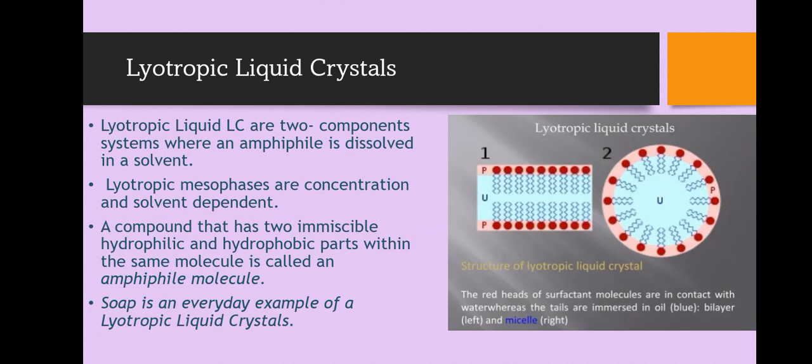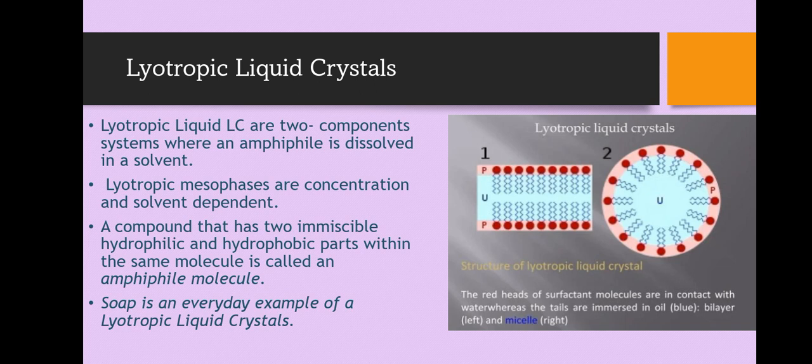Next are the lyotropic liquid crystals. Lyotropic liquid crystals are two component systems in which an amphiphile is dissolved in a solvent. Amphiphile means a compound which has two immiscible parts, hydrophilic and hydrophobic, within the same molecule. Hydrophilic means water loving, while hydrophobic means water hating. That molecule is known as an amphiphile molecule, and when it is dissolved in a solvent, the two component system occurs, known as lyotropic liquid crystals.